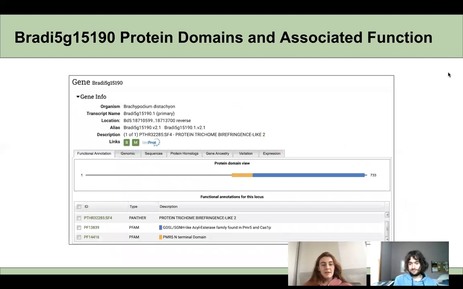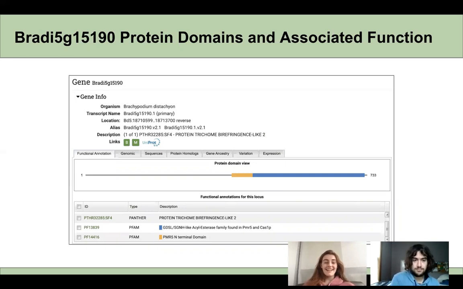We also determined the protein domains located in our gene of interest using Phytozome 12, and as you can see from the figure, our gene of interest is part of the trichome birefringence-like 2 family and possesses a PC esterase and PMR5N domain. The PC esterase family has been associated with modifications of the cell wall glycan properties, as well as xylan acetyltransferase activity, and even plays a role in freezing stress.